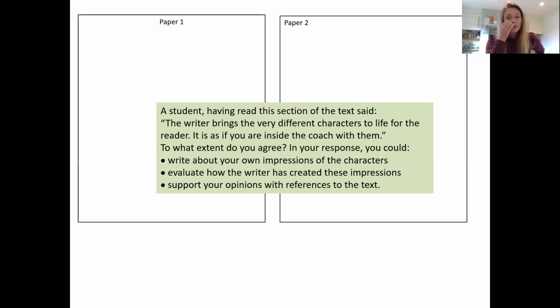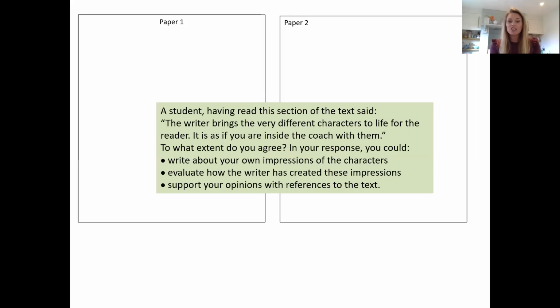So we're going to just have a look at building the paper. I'm going to show you a question and I want you to think about, which paper does this go on? Which one does this relate to? So here we go. Question is, a student, having read this section of the text, said, the writer brings the very different characters to life for the reader. It's as if you're inside the coach with them. To what extent do you agree? So, is that paper 1 or paper 2?